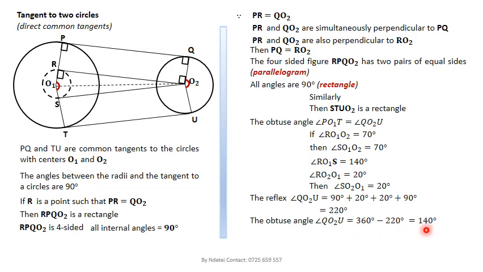And that tells you what we said at the beginning, that the obtuse angles PO1T and QO2U are equal. So if you know one, you don't need to calculate the other one. Now, this brings me to the end of that particular lesson. Please check out the next video, which has an example that has all these concepts considered and tied together.